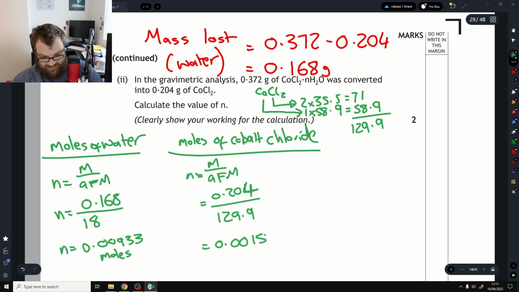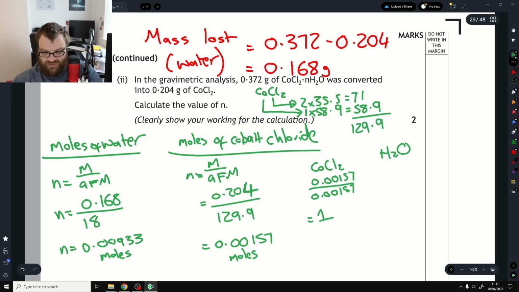Moles. Here, the easiest way of doing it is to just divide by the smallest value. So for each of them, divide by 0.00157. Dealing with the cobalt chloride first, that's just going to be 1 because it's 0.00157 divided by itself. That's just going to give you 1 mole of that.